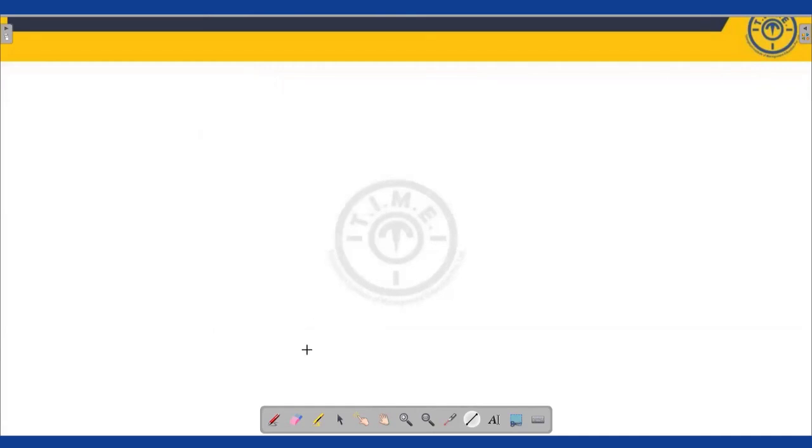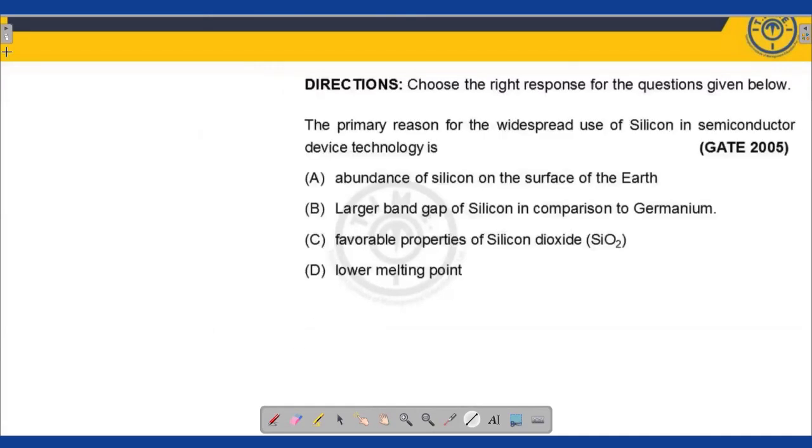Similarly, I am going for the next question. Question number 4. The primary reason for the widespread use of silicon in semiconductors. It's a very important question.